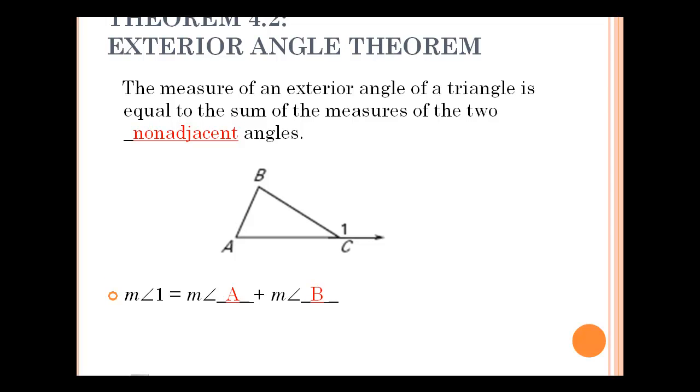Our second theorem, theorem 4.2, exterior angle theorem. So the measure of an exterior angle of a triangle is equal to the sum of the measures of the two non-adjacent angles. So the measure of angle 1 equals the measure of angle A plus the measure of angle B. So what we're saying is this angle measure equals this angle plus this angle down here. So if you add these two angles together, you get this exterior angle.